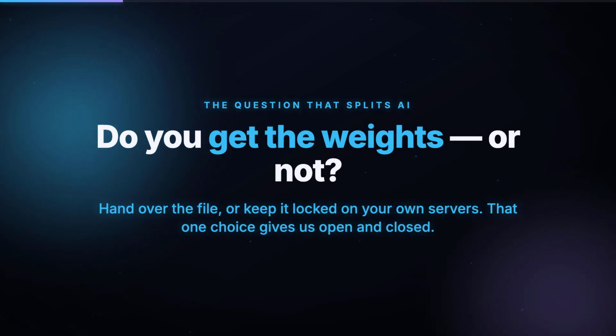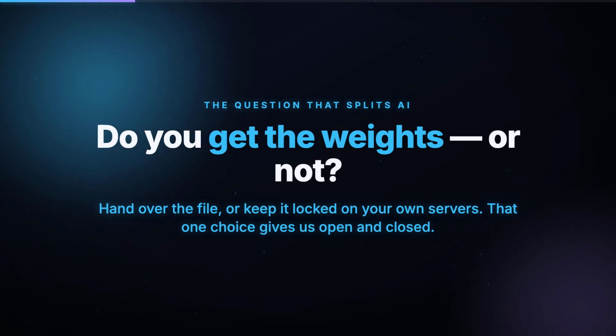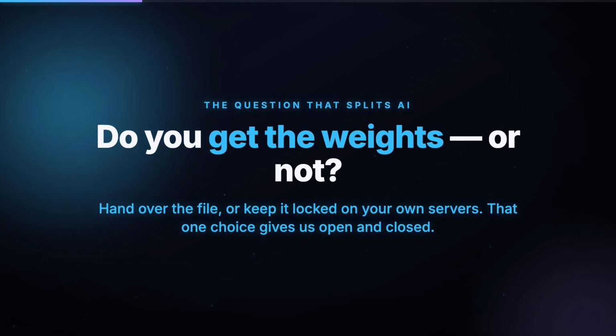Which leads to the one question that splits the entire AI world in two. When a company trains a powerful model, do they hand you that file of weights, or do they keep it locked away on their own servers? That single choice gives us open models and closed models.